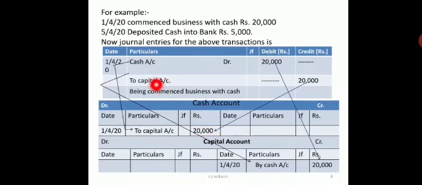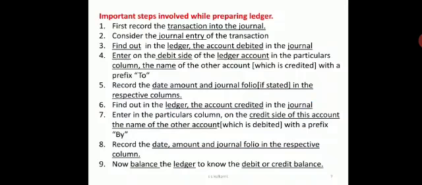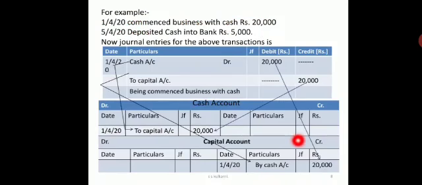Now coming to the next one, I have capital on the credit side. So I will prepare the capital account. Since it is appearing on the credit side, I'll go to the credit side of the capital account and show it there. Capital account is credited by cash account. It is read as capital account credited by cash account 20,000. I hope it is clear.